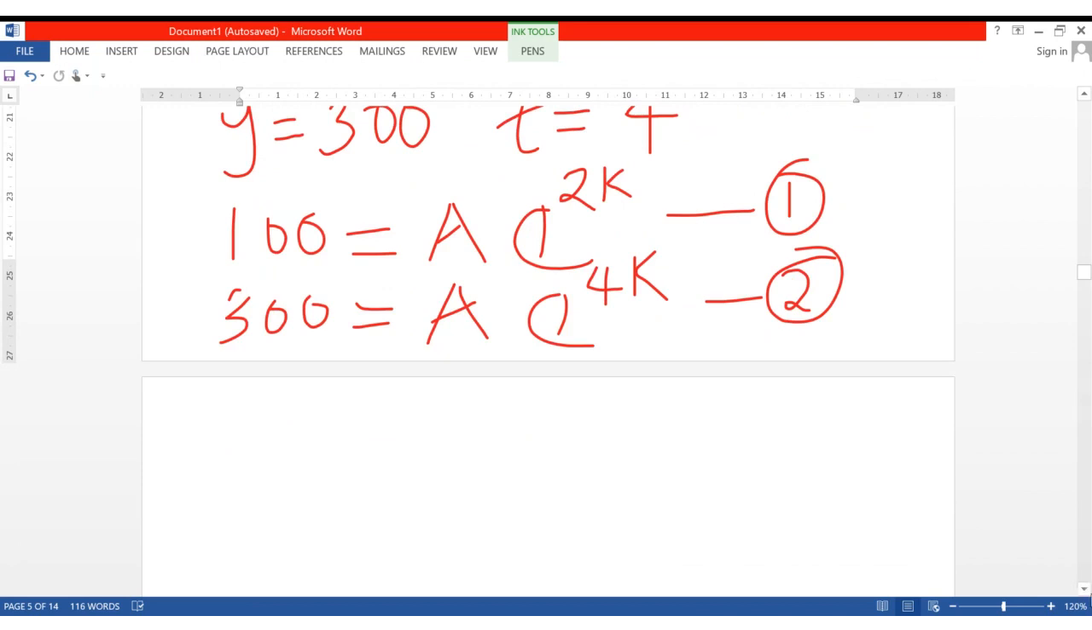Let me go back to the class and ask, how are you solving simultaneous equations? We normally divide. Dividing the two equations is easier and much faster when you have multiplication, because we don't have any addition or subtraction. So I'll recommend we divide. Dividing equation 2 by 1, we divide.